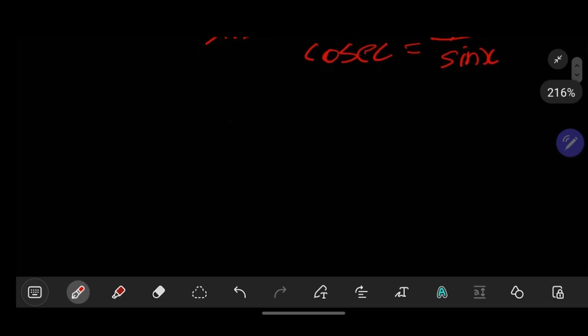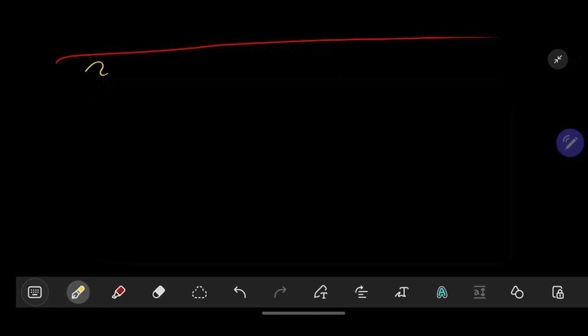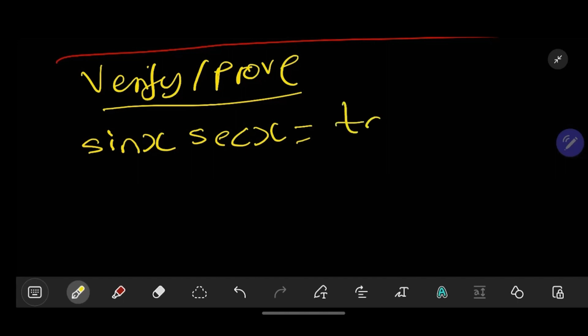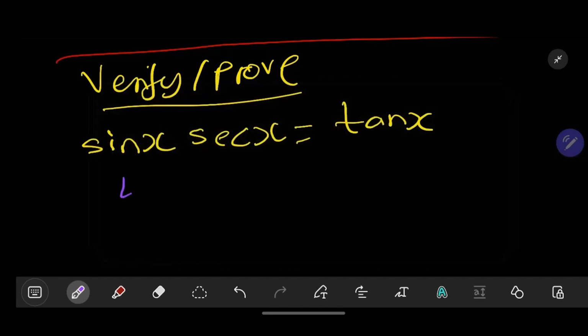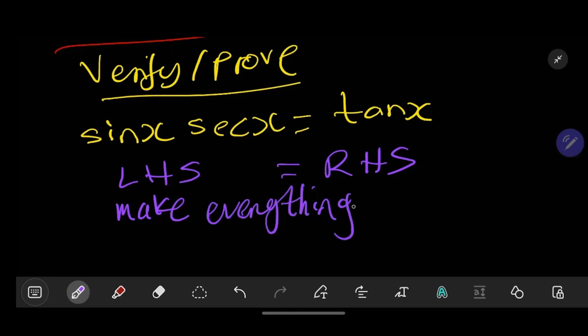So in our first example, let me just change the color, let's use yellow, where the question might say, let's verify or prove that sine of x times sec of x is equal to tan of x. Okay, now remember the rules, or the basic rules I said that we need to do. We need to pick the left hand side. We need to show that the left hand side is equal to the right hand side, so we need to choose one of these sides. Okay, step 1. Step 2 is to ensure that we can make everything, I'm actually going to write this out, sine or cosine on the side we choose.